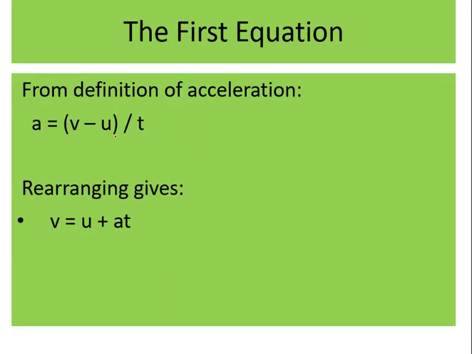So the first equation of motion is v is equal to u plus at, which comes from the basic definition of acceleration. So this is the first equation. And you can see over here that it connects v, u, a, and t. The missing variable in this is s. So let's make a note of this.